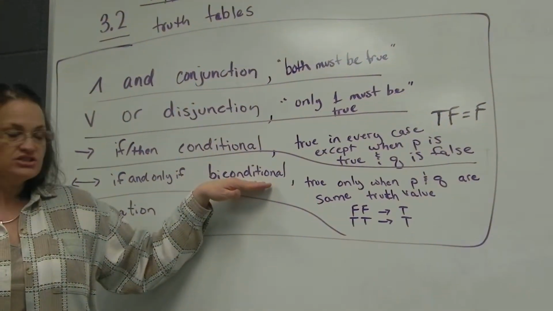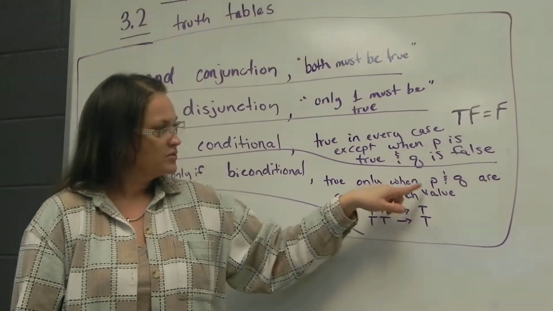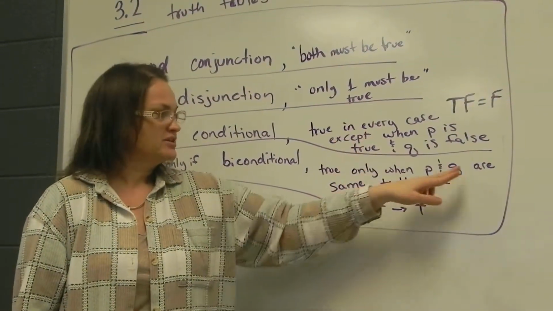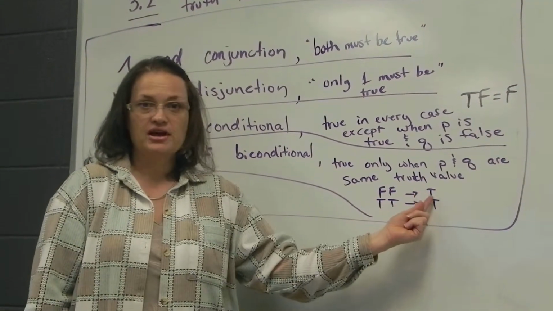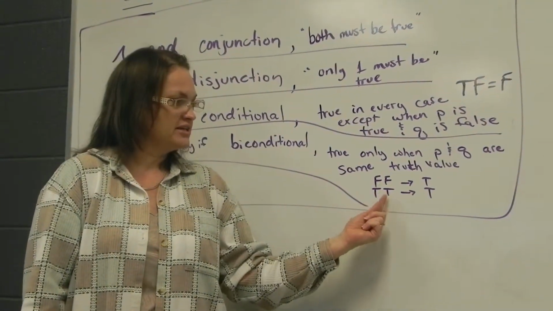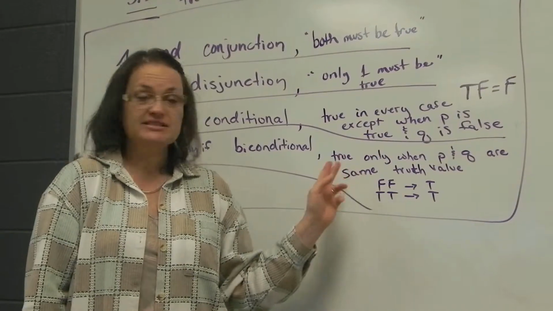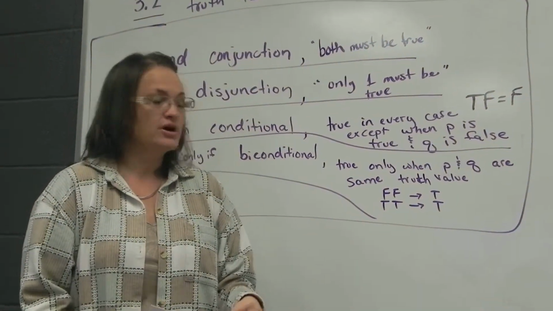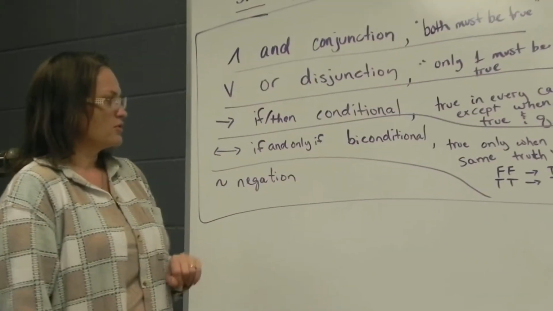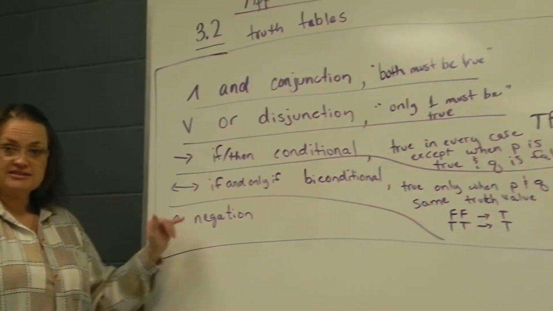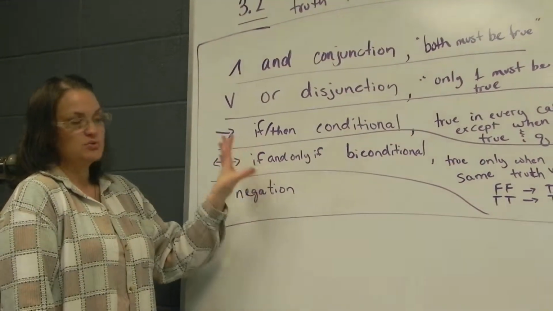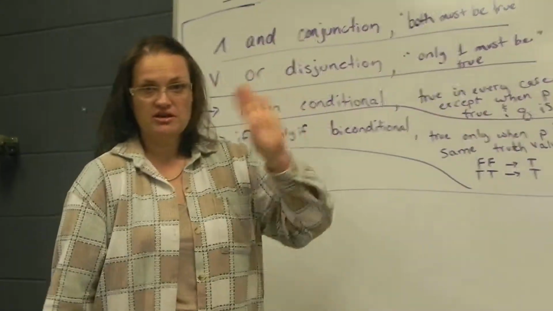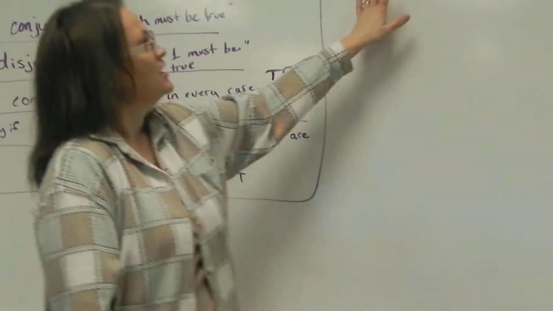The double arrow is an if and only if statement. We call that a biconditional. And it is true only when P and Q, the two values, have the same truth value. So you can actually have an F and an F, and you'll call that true. Or a T and a T obviously is true. If they have the same value, you say true, otherwise false. So those are kind of the rules of our game. And the squiggle line means negation, doing the opposite of what the statement says. Okay, so we'll refer back to this. This is the foundation of all that we do in this chapter.